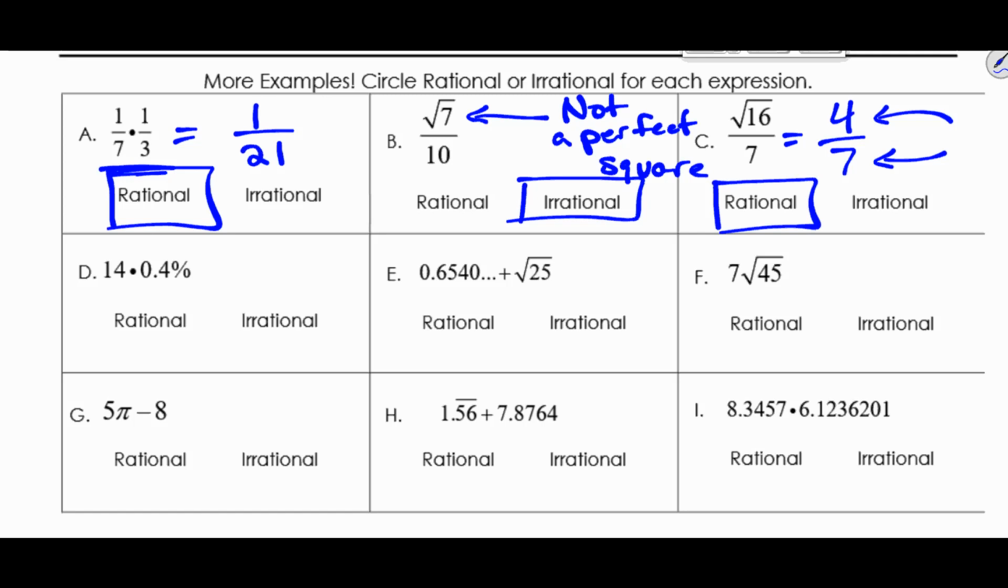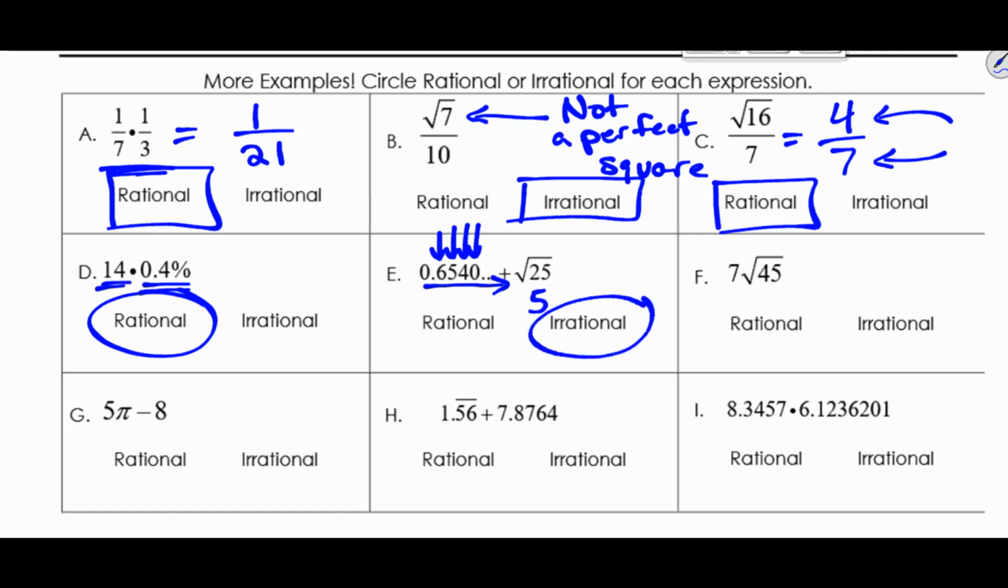I have 14, that's rational. I have a decimal that stops, that's rational. I have a decimal that goes on forever. It's not the same number over and over. That's 6, then 5, then 4, then 0. It's different numbers. I'm going to end up adding 5 to this, but that doesn't change it. I still have an irrational number, plus 5, it's still irrational.